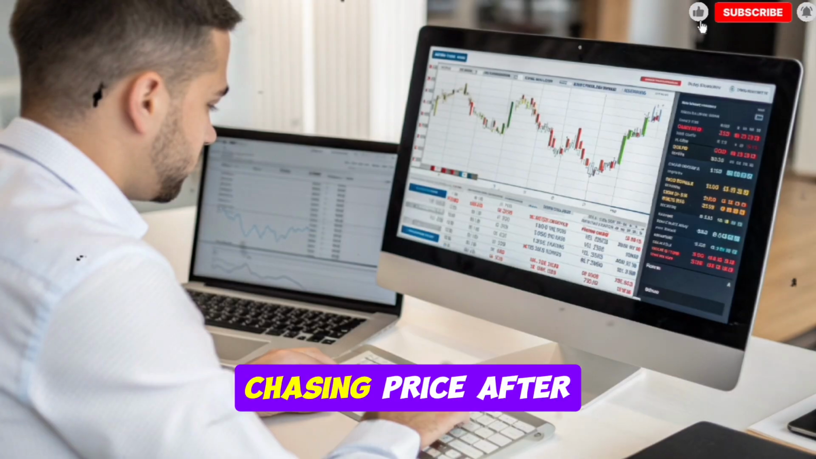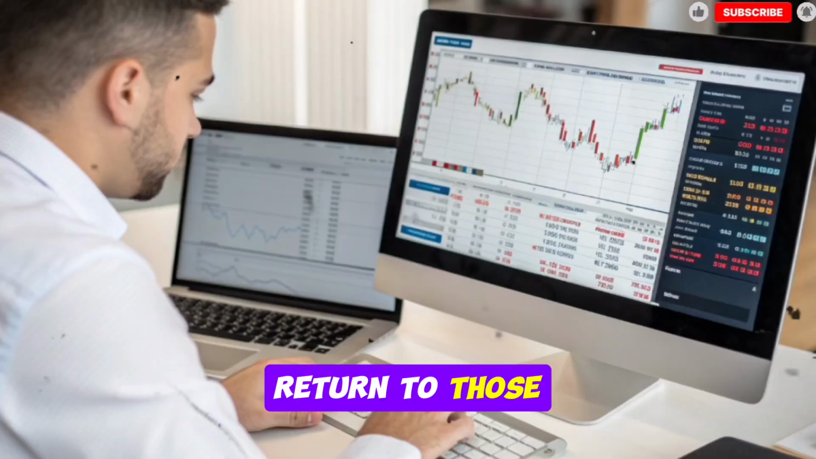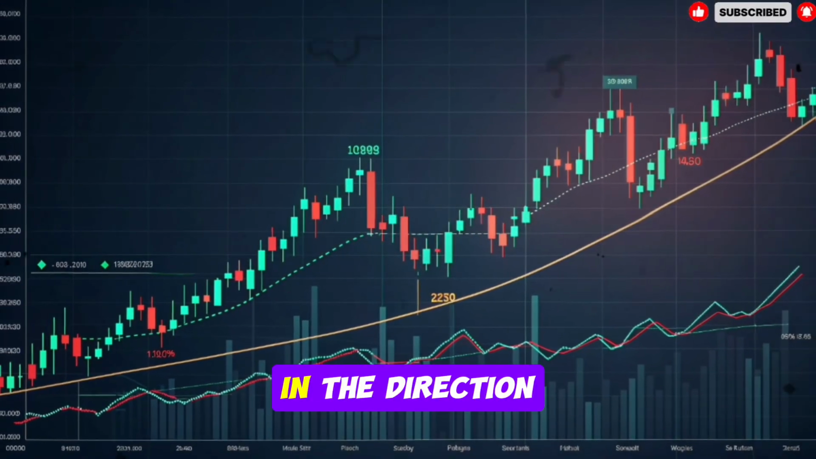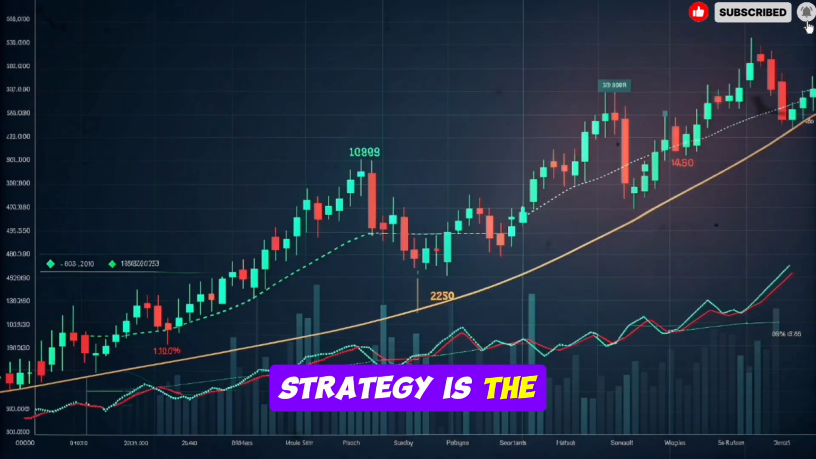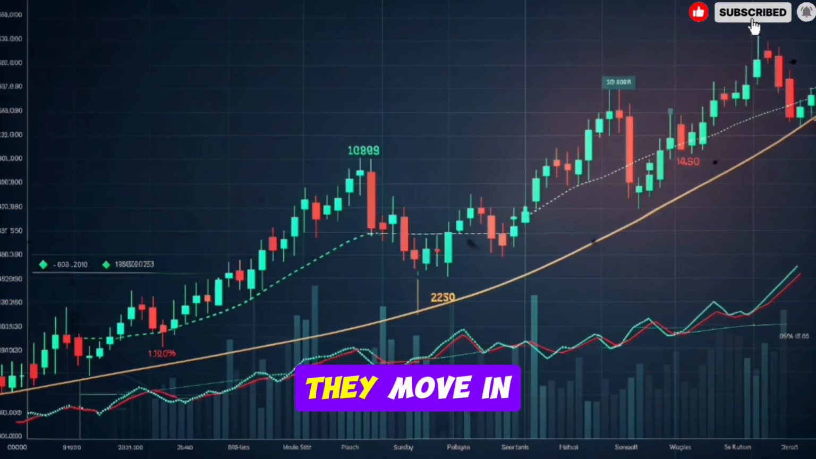So instead of chasing price after it already moved, you wait patiently for price to return to those key zones. When it does, you look for an opportunity to enter a trade in the direction of the original move. Another commonly used strategy is the break and retest method. Markets do not move in straight lines, they move in waves.